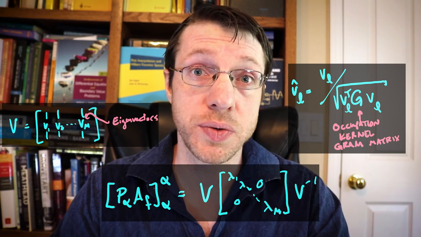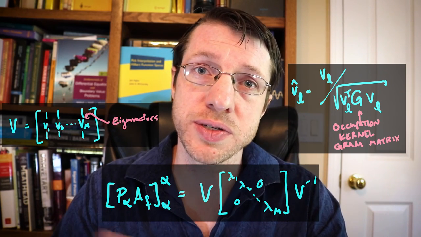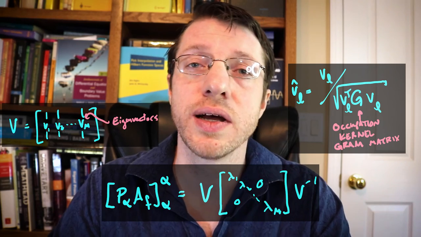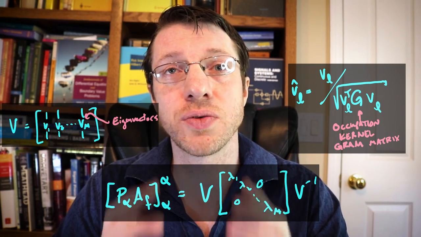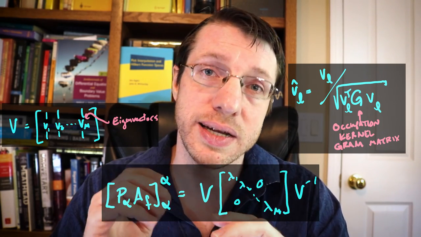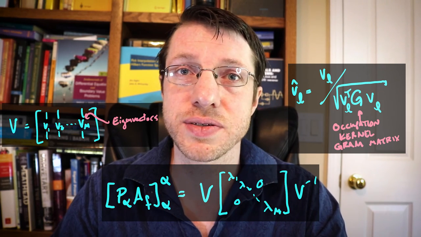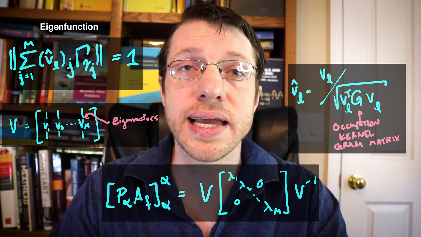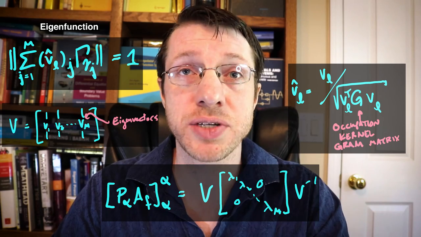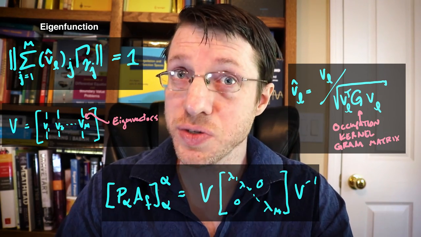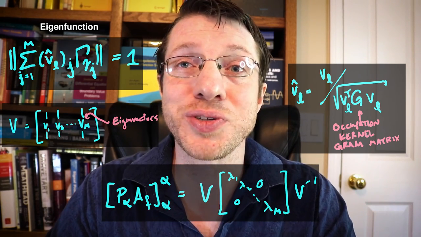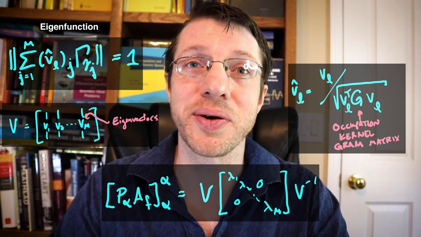So what we're going to do is take each of these vectors and divide by the square root of V transpose times the Gram matrix for the occupation kernels times V. And then that will normalize each of these vectors so that when we apply them to our occupation kernels to get our eigenfunctions, we know that all of our eigenfunctions are now normal. So there we go. That's the first step.